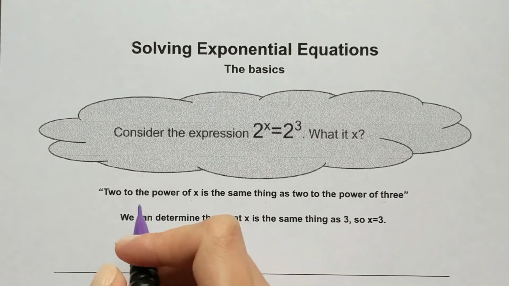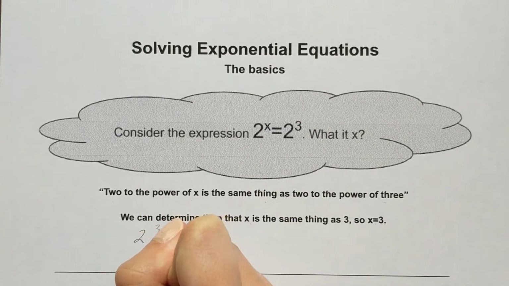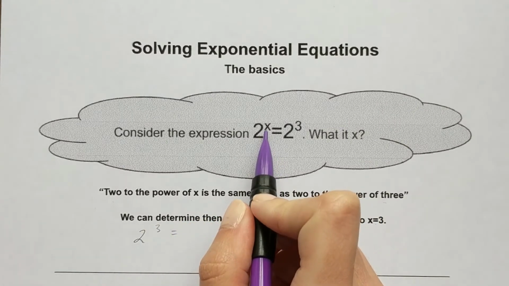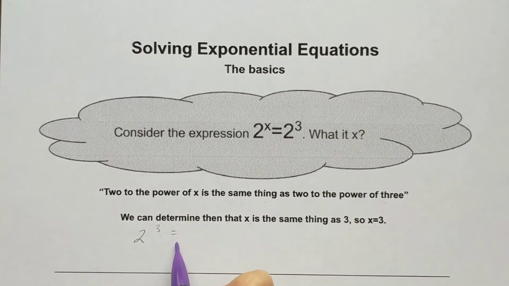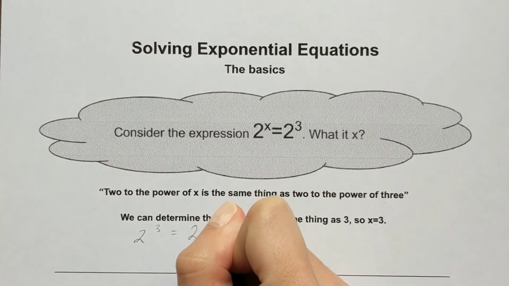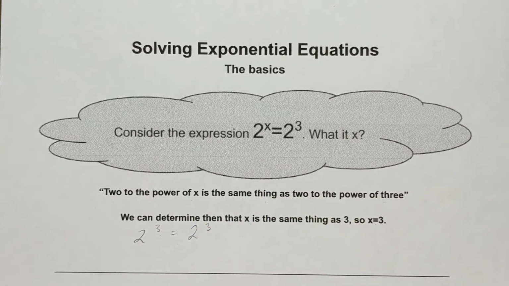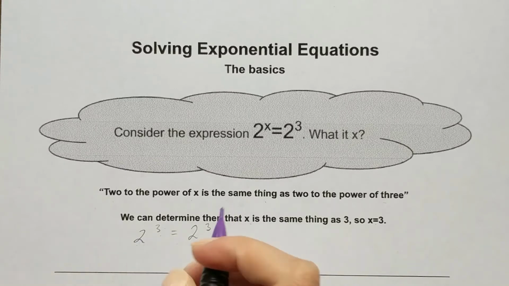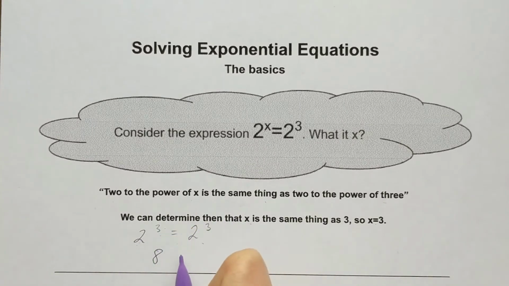We can do a quick check here. We can say 2 to the power of 3 and replace that x with a 3. Well, that equals 2 to the power of 3. And just by observing, I can see that the left-hand side is the exact same thing as the right-hand side. But I can go one step further. 2 to the power of 3 is 8, and 2 to the power of 3 is 8. 8 equals 8, and therefore I have found my correct answer.